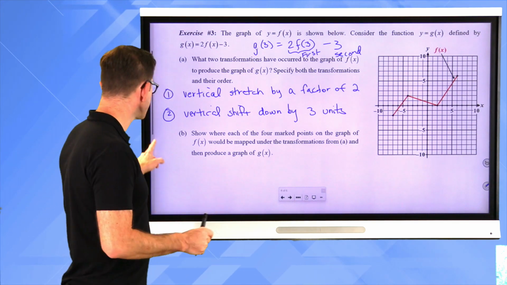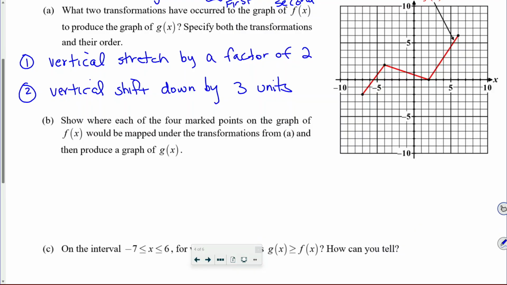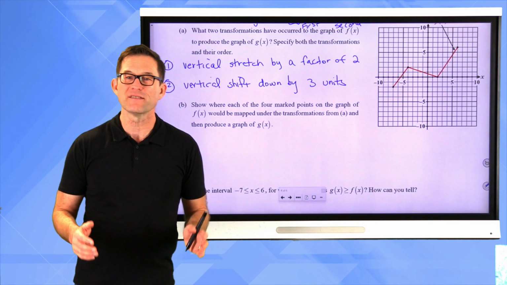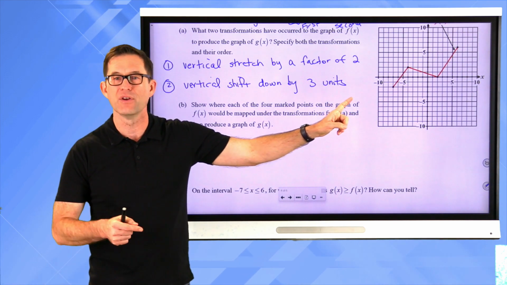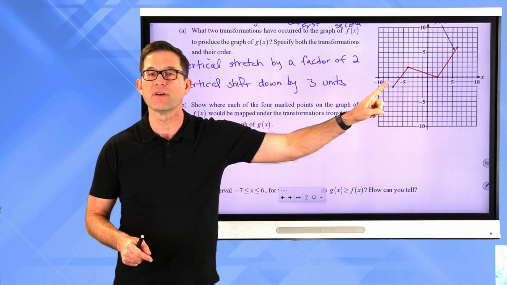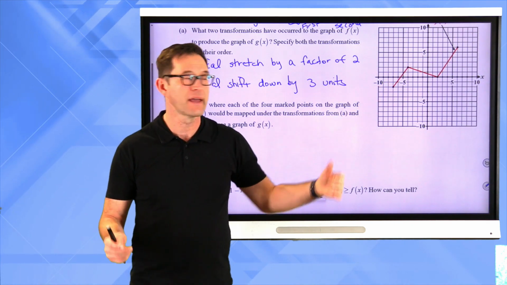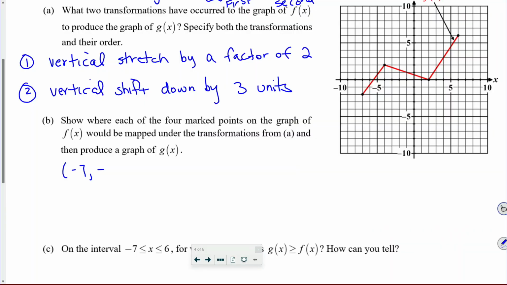Now, let's actually get to that graphing. Letter B. Show where each of the 4 marked points on the graph of f of x would be mapped under the transformations from A, and then produce a graph of g of x. So this is really cool. Let's actually do it. Let's take this point, and we'll go through the first one together, and then I'll have you do the other 3 on your own. The first point is at -7, -2. So let's talk about where that's going to go.